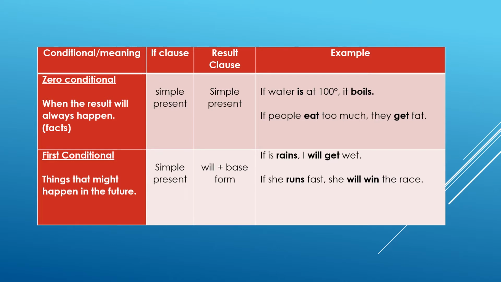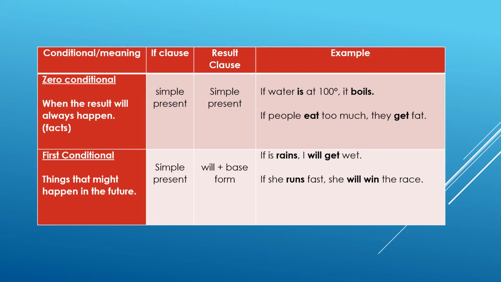Zero conditional is almost non-conditional, right? When the result will always happen, it is used to talk about facts, things that are always the same. It has simple present in the if clause and simple present in the result clause. If water is at 100 degrees, it boils. That is a fact. If people eat too much, they get fat. That is a consequence or result of what we mentioned at the beginning.